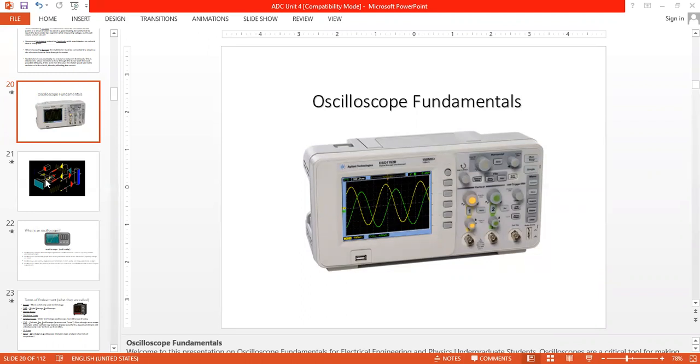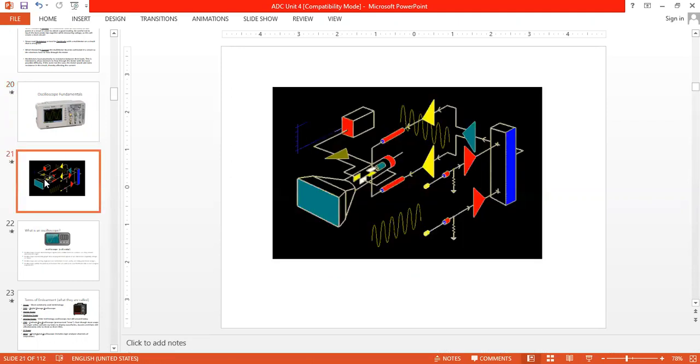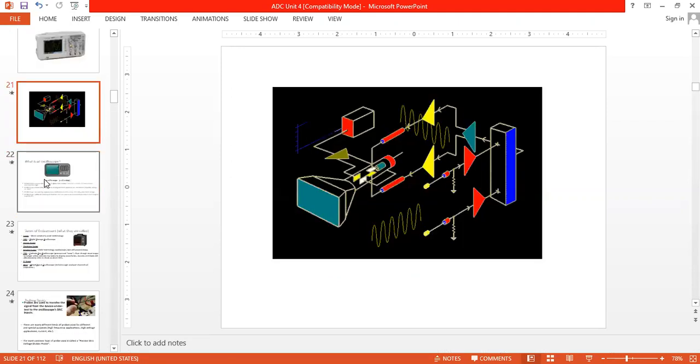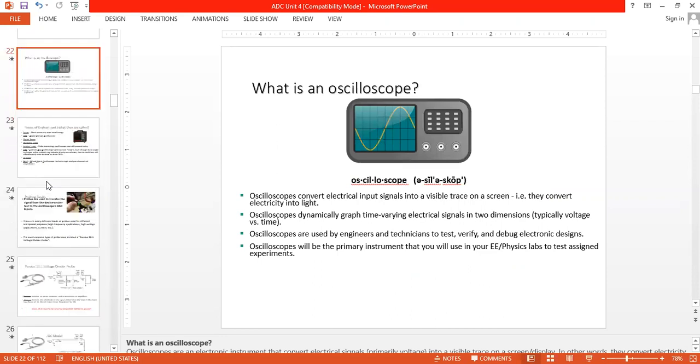There are two types of oscilloscope available. One is the normal oscilloscope, and one is the digital oscilloscope, which is called a DSO. Let's see the internal diagram of the oscilloscope. But first, before that, we will see the definition.